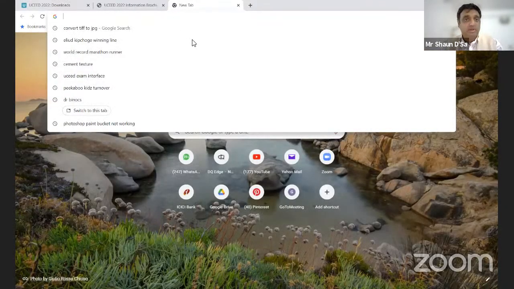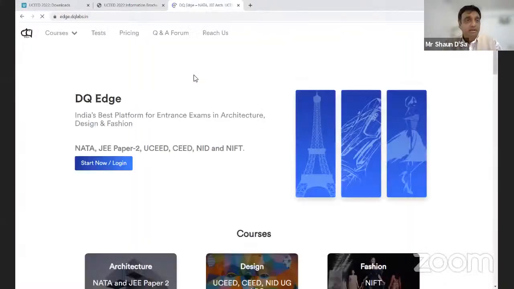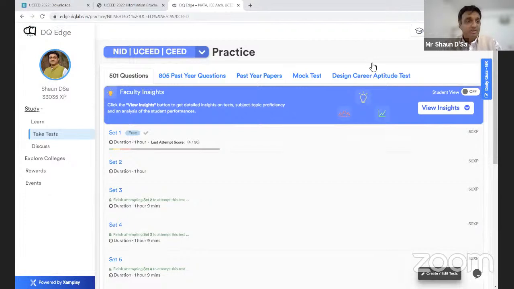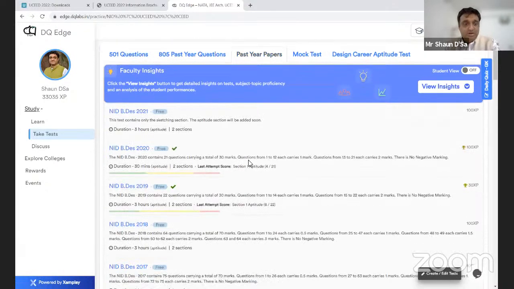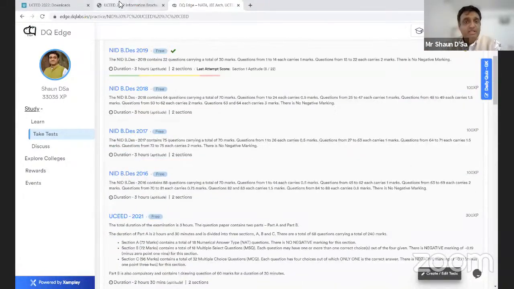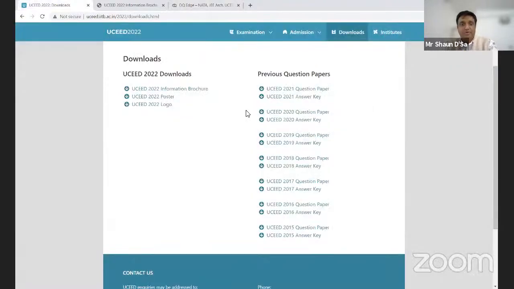Another area where you can is DQ Labs, our website, in which you can also get a lot of past year's papers. That's edge.dqlabs.in. If you go to the section under NID, UCEED, and say past year's papers, you can get all the past year's papers here, with the answers and explanations, as well as from the official website. You can even get the papers for your PG as well.